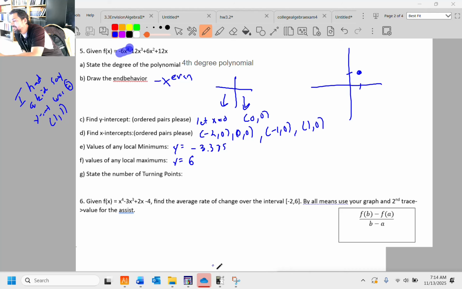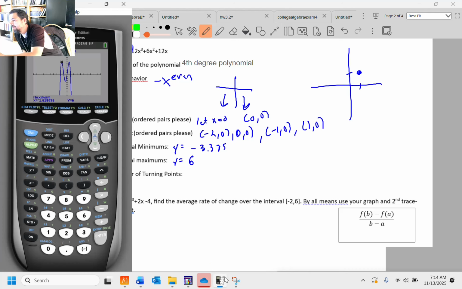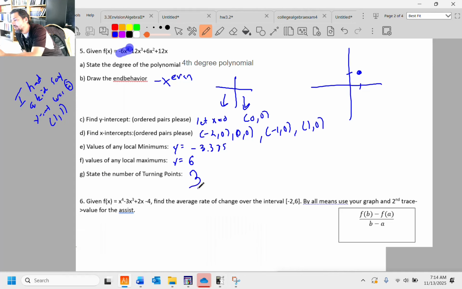Of course, kids miss turning points. And again, it's because you didn't know what a turning point was because you never took any notes. There's 3 of them. Figure that out. I had one kid say x equals 3. What? No, it's just 3.